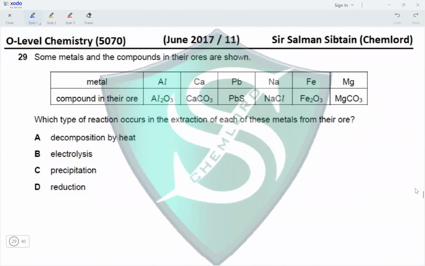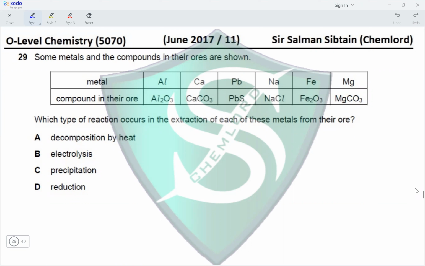Question 29. Some metals and the compounds in their ores are shown. Aluminum and iron are found as oxides. Calcium and magnesium are found as carbonates. Lead is found as a sulfide, and sodium is found as a chloride. Which type of reaction occurs in the extraction of each of these metals from their ore?